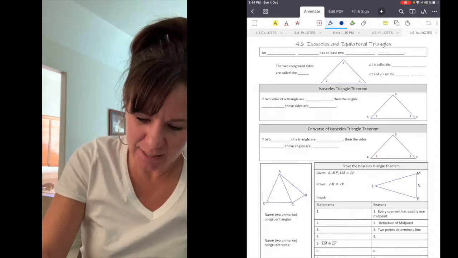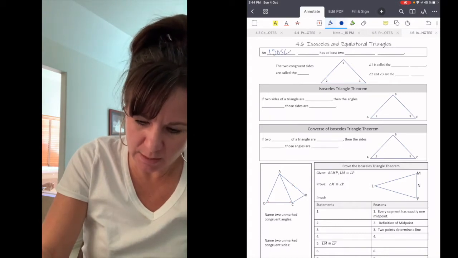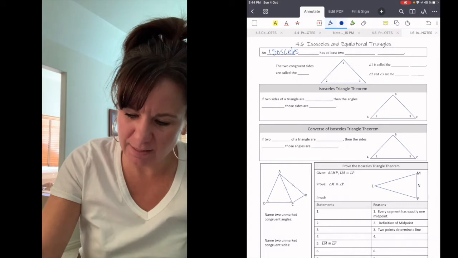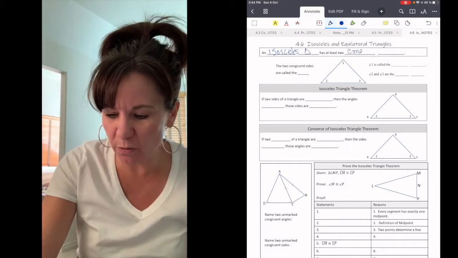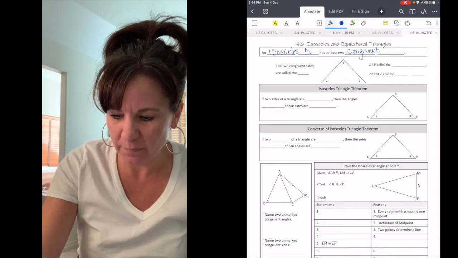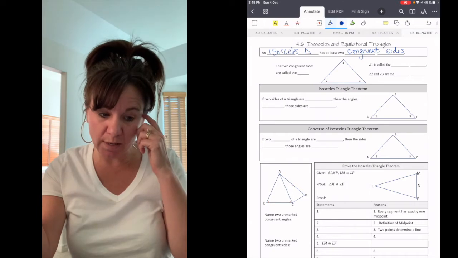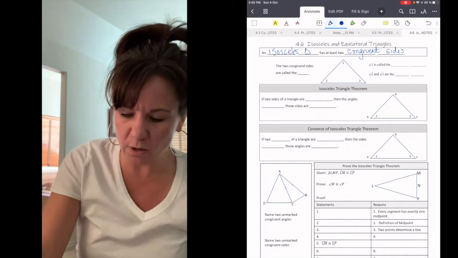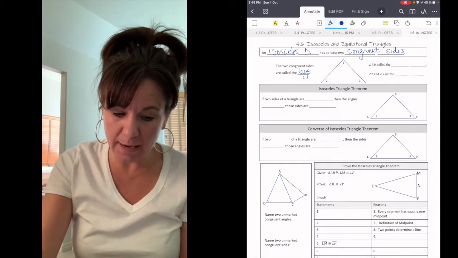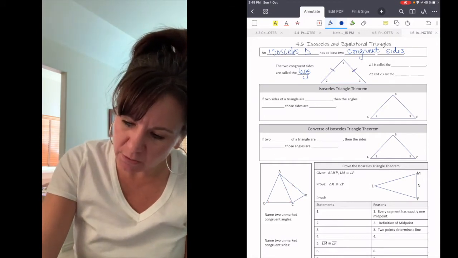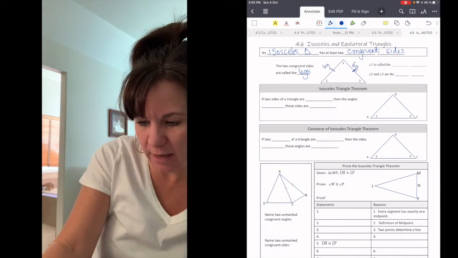So an isosceles triangle, I-S-O-S-C-E-L-E-S. An isosceles triangle has at least two congruent sides. At least two congruent sides. So the two congruent sides, those are called legs. If these are congruent, those are both legs. That's a leg, that's a leg.